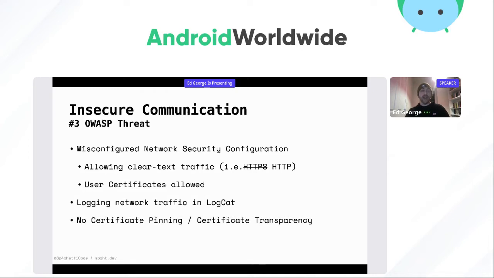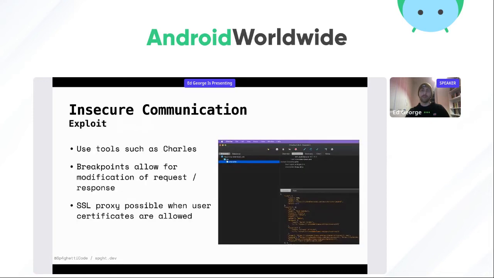And finally, sometimes we forget to do certificate pinning and certificate transparency, although that is a little bit overkill. And hopefully, if you are aware of what certificate pinning and certificate transparency are, then you know that it's only certain situations where that might be worth implementing. So let's talk about how we might exploit insecure communication.